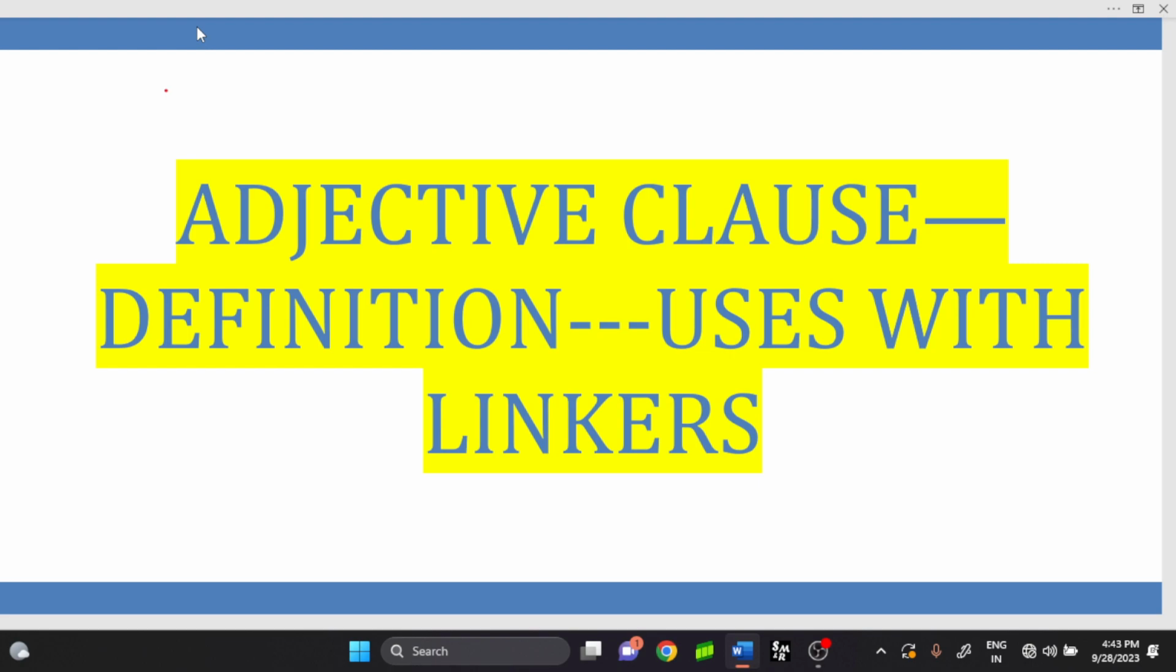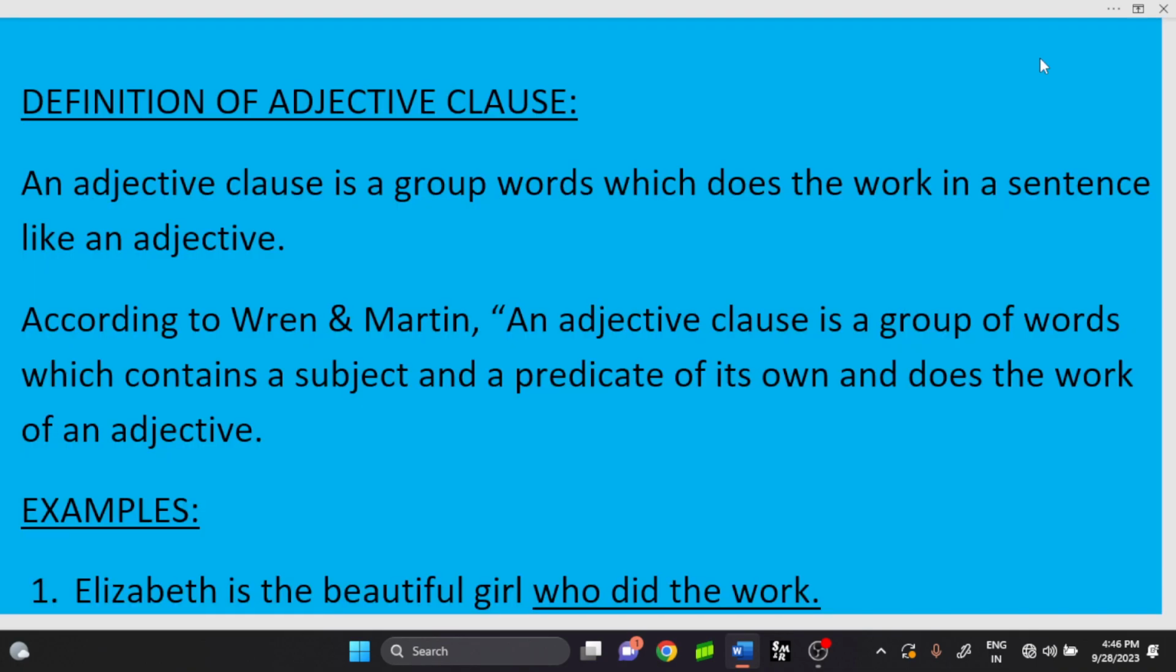See the very topic written by me: adjective clause, its definition, uses with linkers. So don't be late, let's start the class. Adjective clause, its definition, and also the linkers. Before starting the lesson, we have to know the definition of adjective clause.